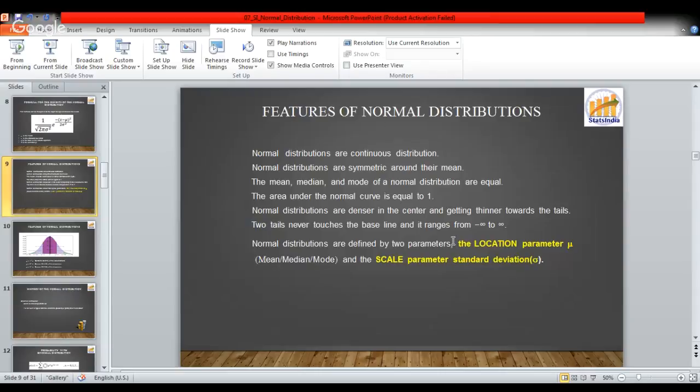A normal distribution is defined by its two parameters. One is the location parameter mu, that is the mean. Mean is the location parameter, and standard deviation is the scale parameter. So if we know the mean and standard deviation of the distribution of any variable, then we can find the normal distribution for that variable.